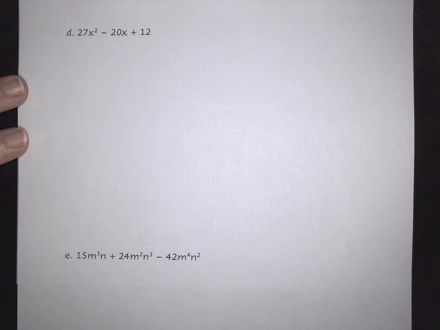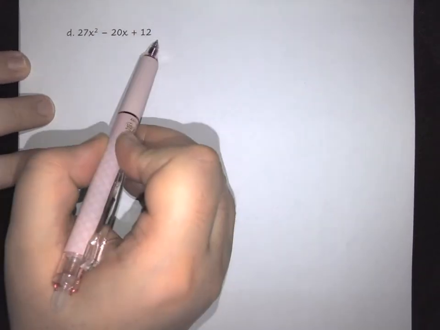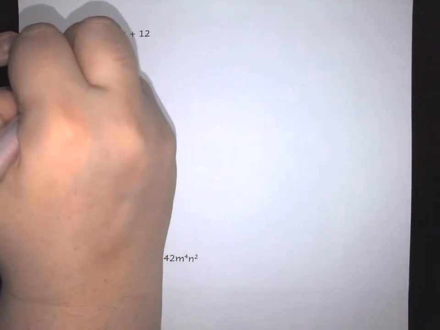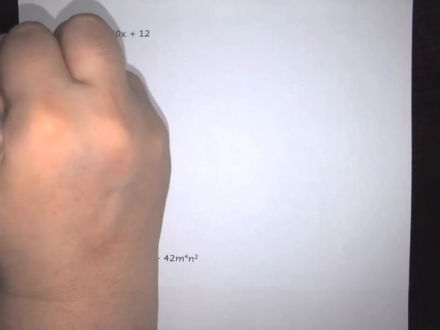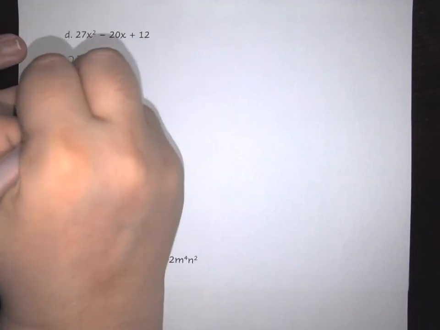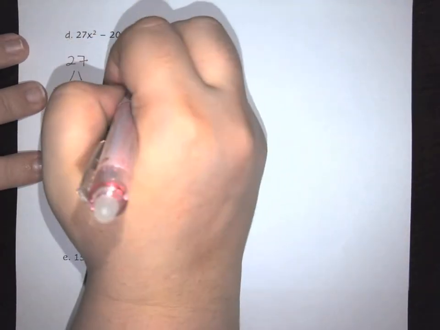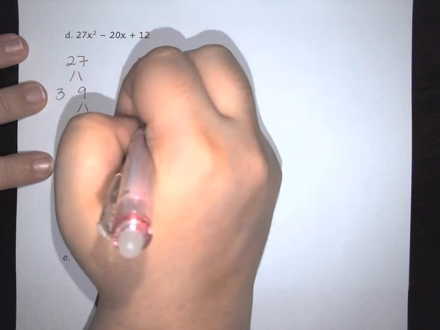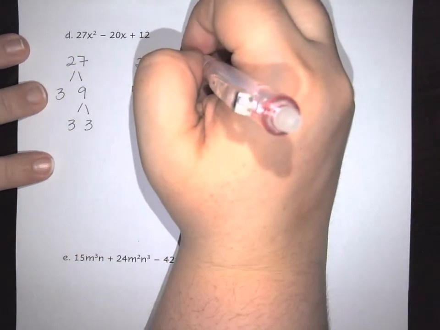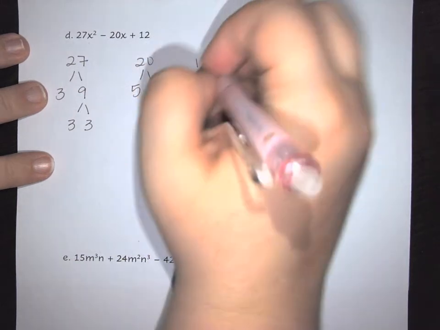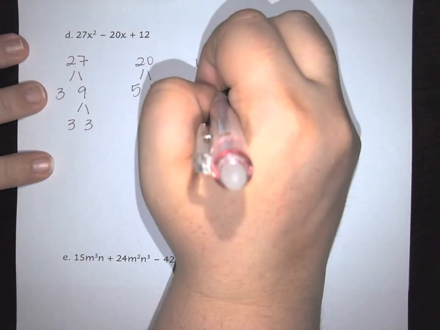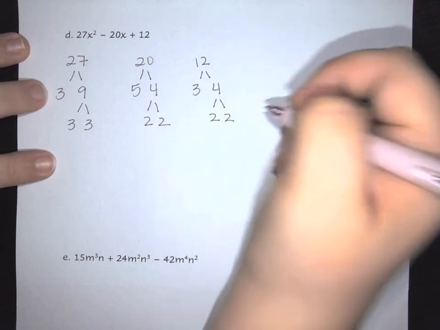Alright, let's go ahead and do it again. So here I've got 27, I have an x squared, an x, and nothing. So again, the only thing I'm looking at are the numbers. So if I look at my 27, notice 27 can become 3 times 9. 9 becomes a 3 and a 3. Then I have 20. So 20 can become 5 times 4, which factors to 2 and 2. And then I have a 12. So here this can become a 3 and a 4, which factors to 2 and 2.